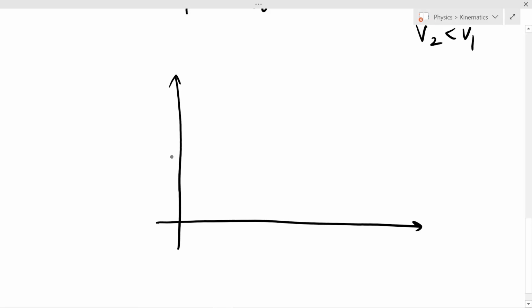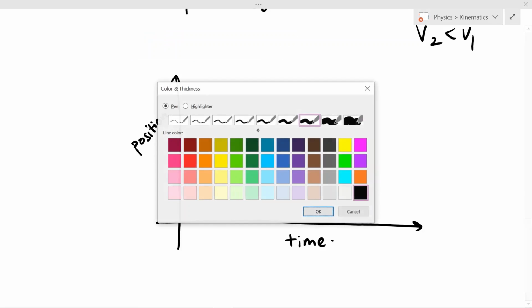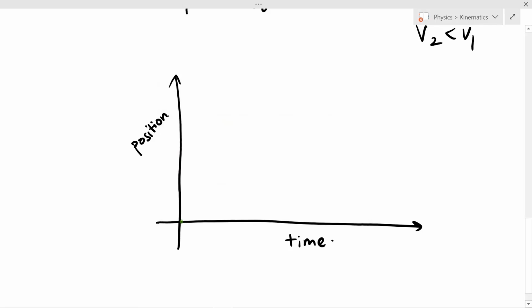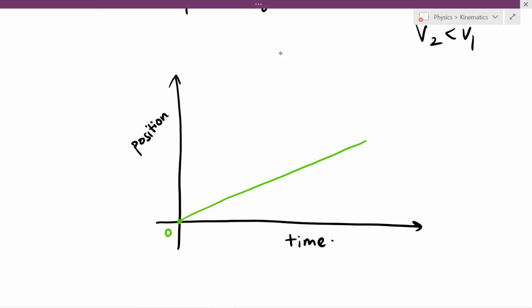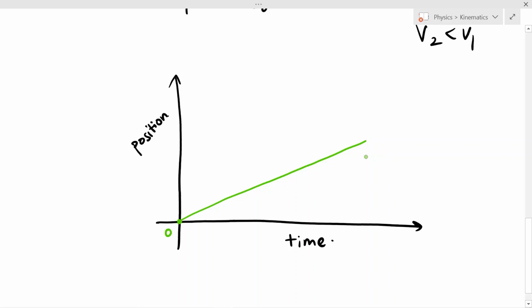This is the position axis and this is the time axis. And let me again change the colors over here. So let's say this is green. So at time t equal to 0, this is the origin. So at t equal to 0, the position was 0 and it moved like this, suppose. It moved like this, and the slope of this will be v2, because it is the second object that we are talking about.